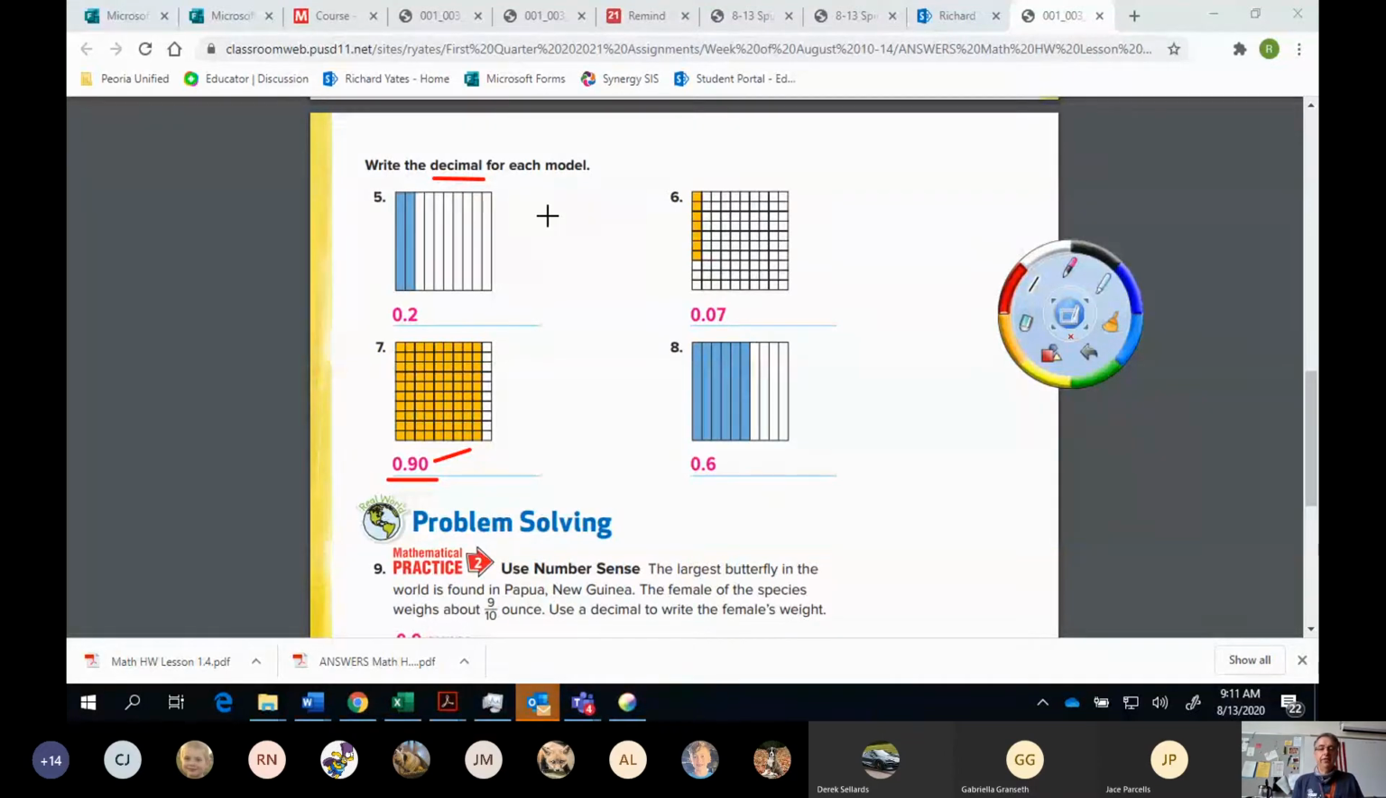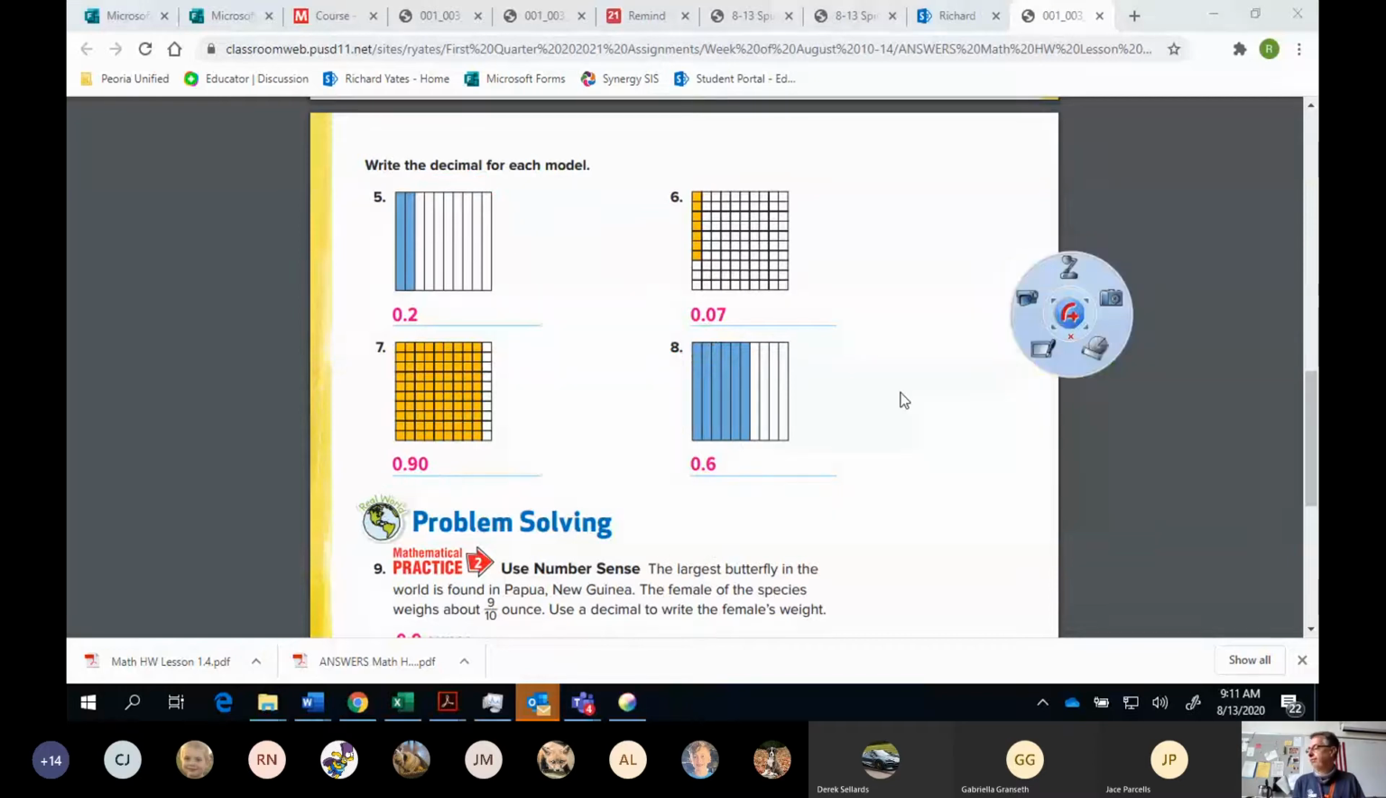We're going to go on to number 8. 8 is showing a decimal here. They also, again, remember they want you to write a decimal. And so it's 1, 2, 3, 4, 5, 6. So it's 0 and 6/10, making sure that you have a 0 in front of the decimal.